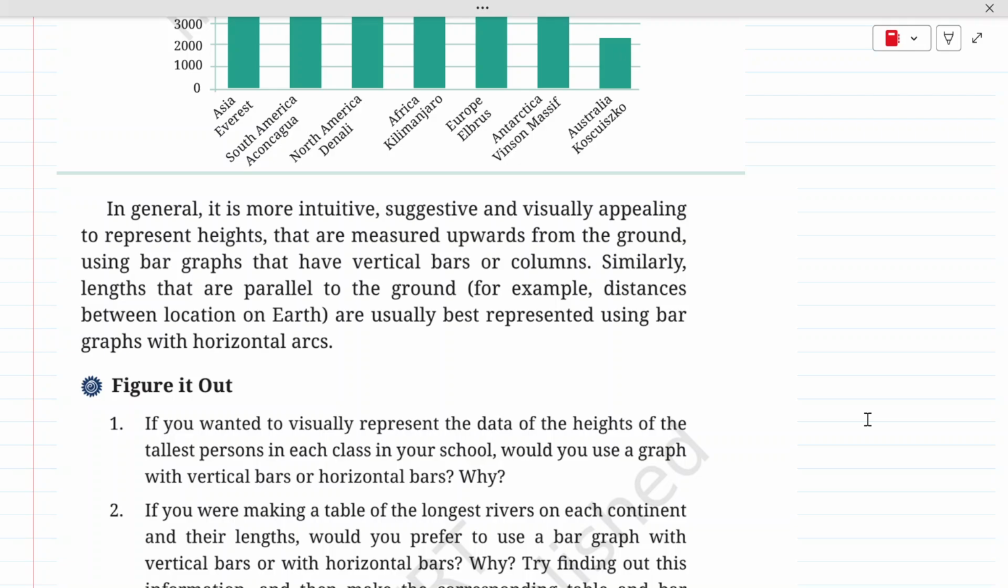Okay, next is, if you were taking a table of the longest rivers on each continent, like in this case we took the mountains, now they are asking about the longest rivers and their length. Which bar graph would you prefer? Okay, so again I'm leaving this question to you. This is for your homework.